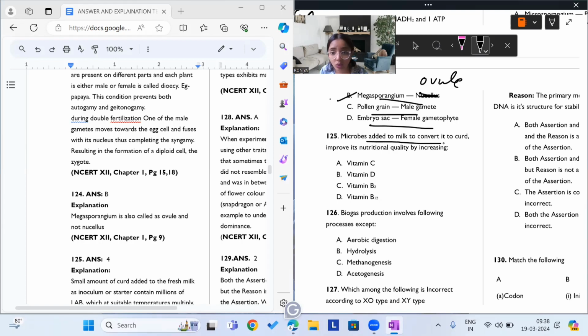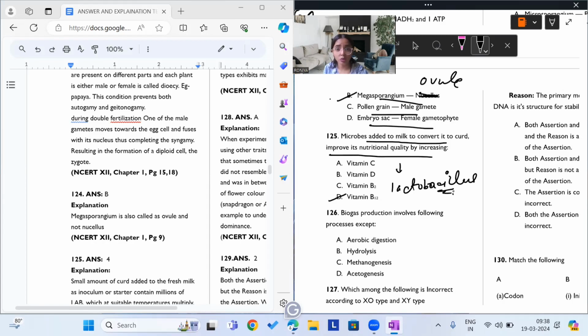Microbes added to milk to convert it to curd improve its nutritional quality by increasing vitamin B12. Okay, so when you come to your first year of MBBS, during viva, your teacher will ask you, what did you eat today? And you will say, ma'am, I ate curd. Then she'll ask you, what is the nutritional value of curd? And you have to answer vitamin B12. There are other things also present in curd, like lactobacilli.